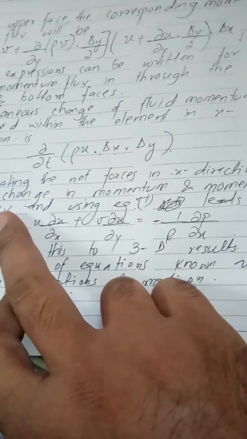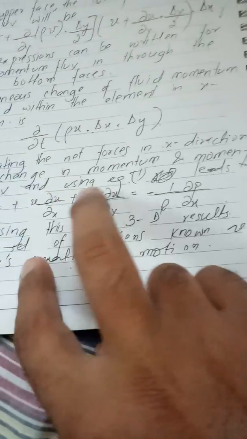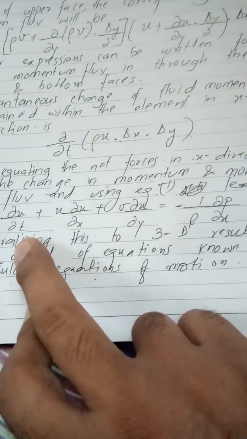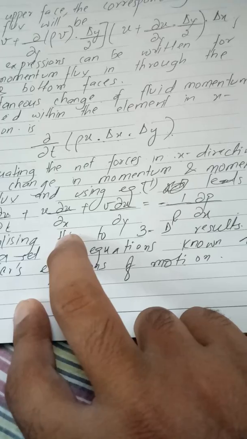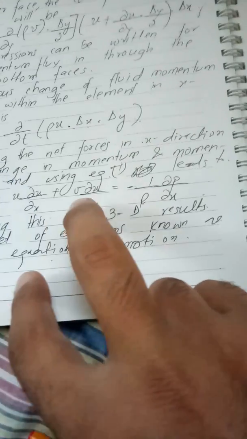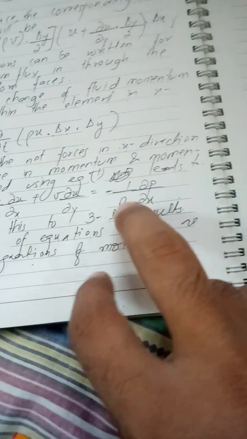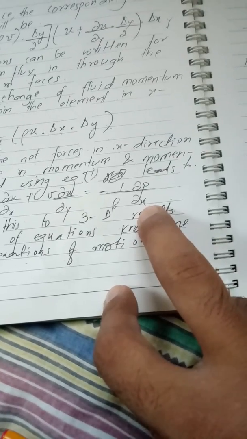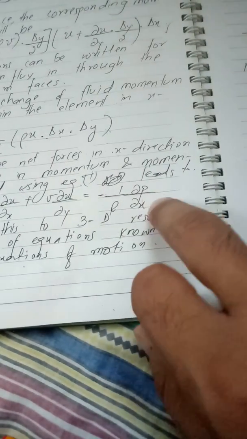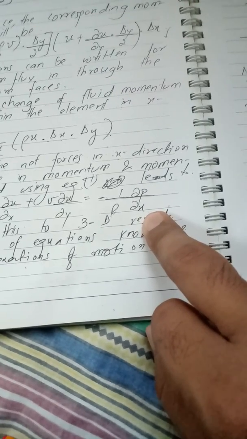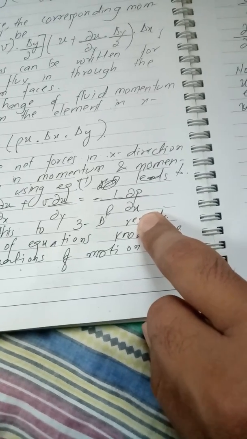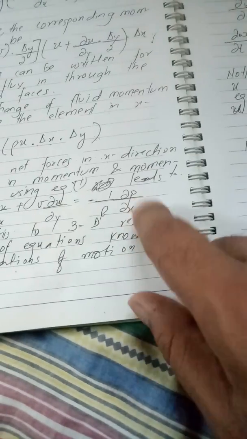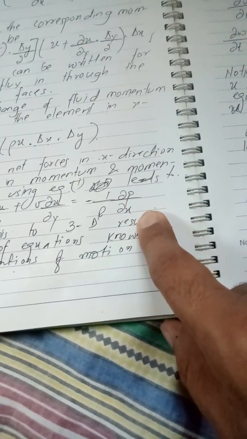So thus, equating the net forces in the x direction to the change in momentum and momentum flux, and using equation 1 leads to this: du/dt, u du/dx plus v du/dy, and that is equal to minus 1 over rho times the change of pressure in x. That is how you show the instantaneous momentum flux first of all, and then you show it with the help of this momentum flux and equation as well, which leads to this one, changing with time.